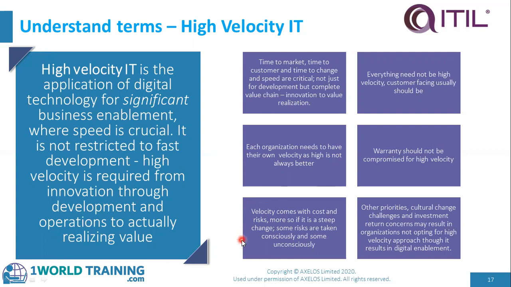Some risks are taken consciously and some unconsciously, which means the faster an organization changes, the more the risks it will have. Other priorities, challenges of the cultural changes, and investment return concerns may result in organization not opting for high velocity approach, though it results in digital enablement. So it is possible that due to other priorities, challenges, and concerns, an organization may not prefer to move to high velocity for some time until it is really necessary.